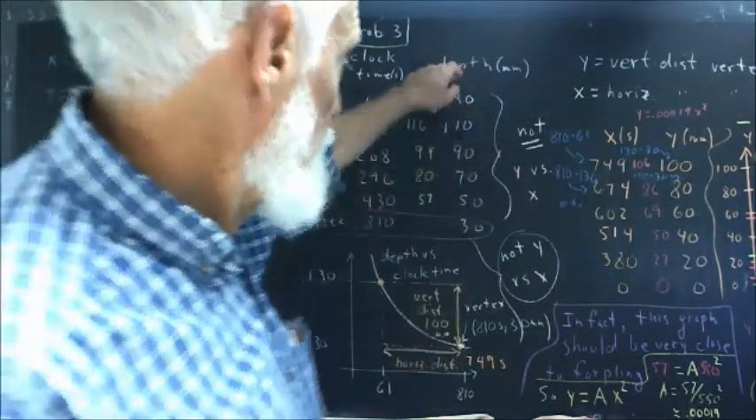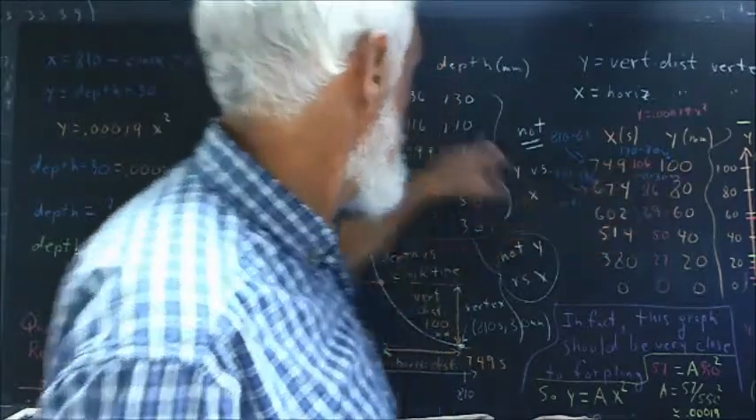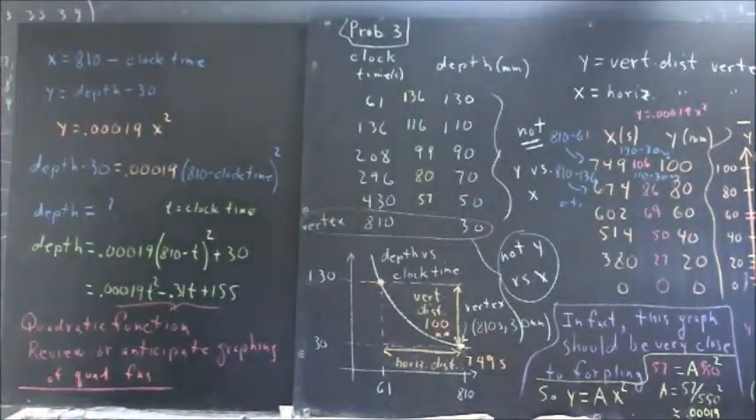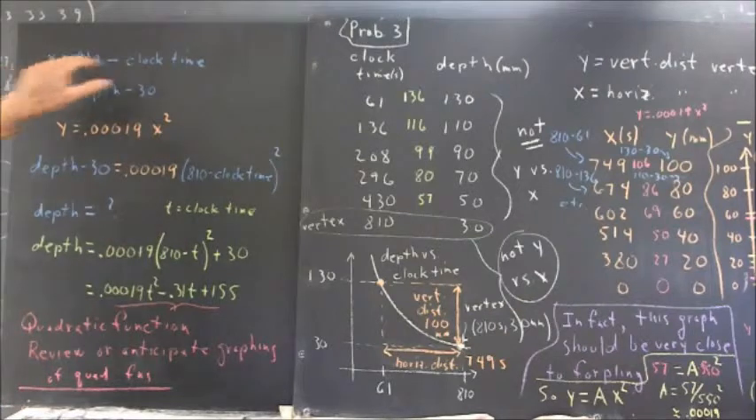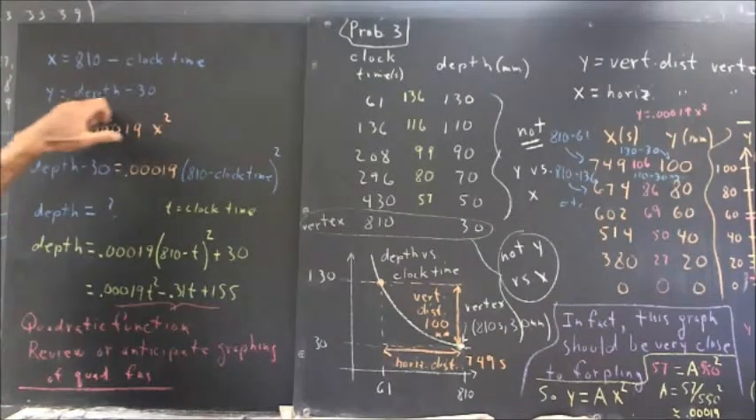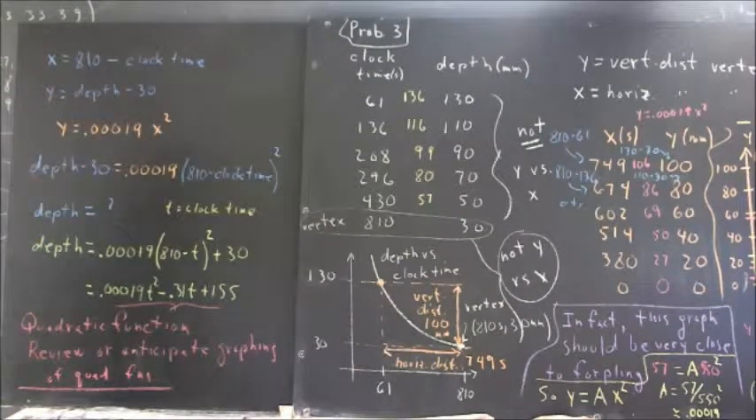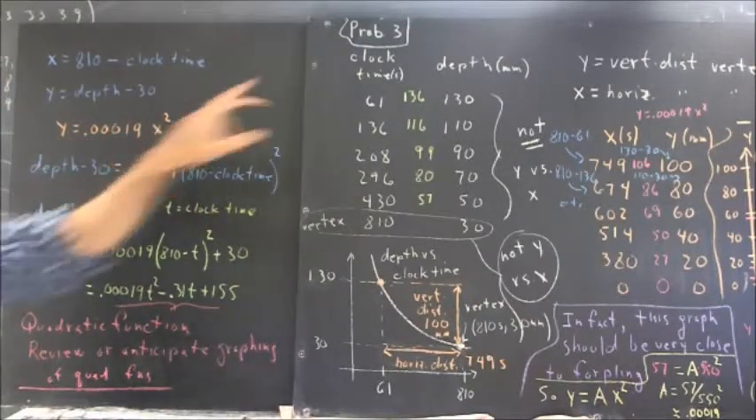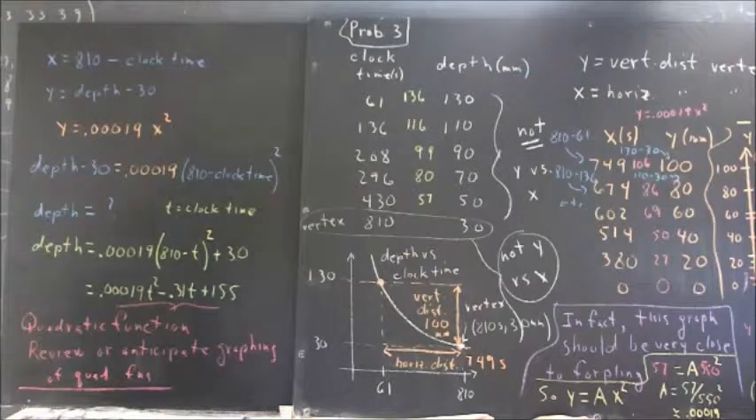Okay, anyhow, 130 minus 30 gave us the 100, 110 minus 30 gave us the 80. And from that pattern, we see pretty clearly that y was depth minus 30. Now, if x is 810 minus clock time, y is depth minus 30, and y equals 0.00019x squared, you can't see it over there, it's off the screen now, but if y is 0.00019x squared, well, what's that give us?